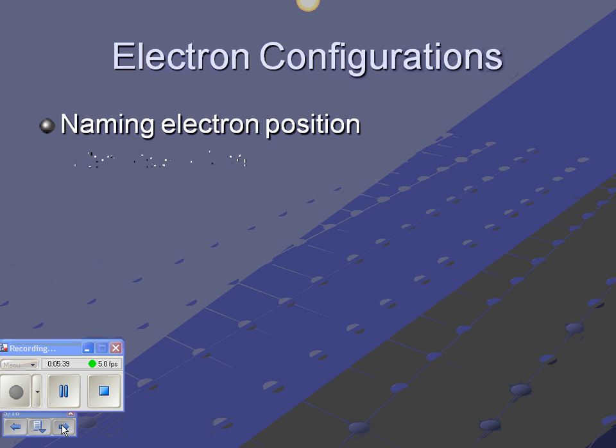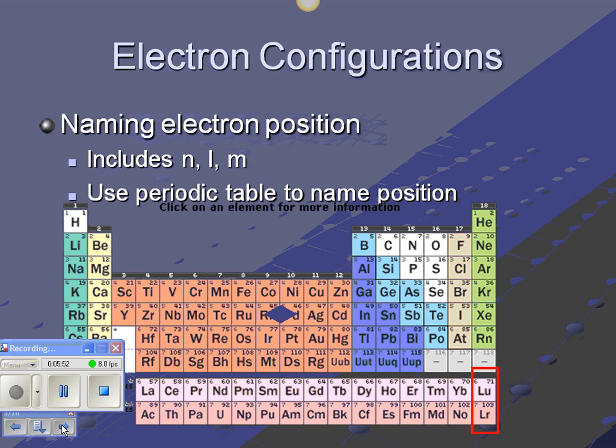Now, an electron configuration includes the energy level, n, the sublevels, s, and it can infer the number of orbitals, the m. So we'll take a look at that, and let's do a couple of examples of how to write an electron configuration.